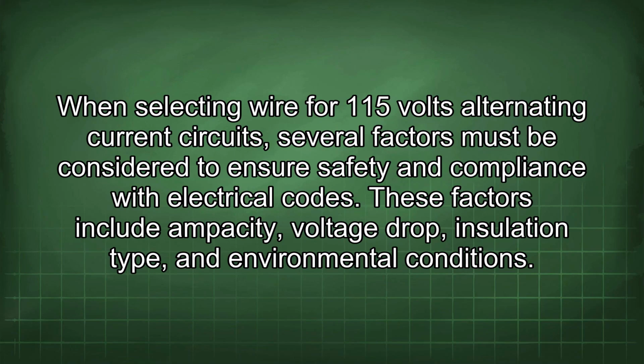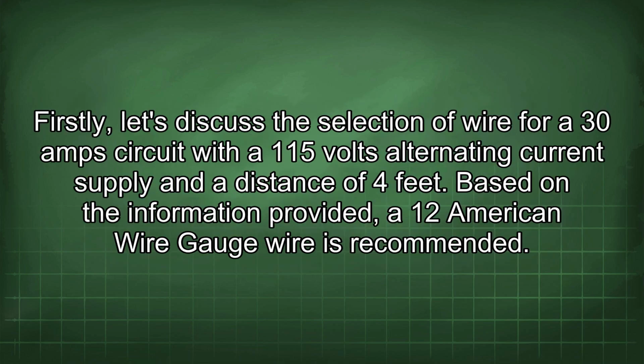When selecting wire for 115 volts alternating current circuits, several factors must be considered to ensure safety and compliance with electrical codes. These factors include ampacity, voltage drop, insulation type, and environmental conditions. Firstly, let's discuss the selection of wire for a 30 amp circuit with a 115 volts alternating current supply and a distance of 4 feet.